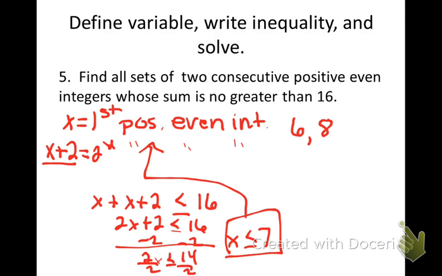What other positive even integers do we have that are less than or equal to 7? We have 4. 4 plus 2 is 6. And 2. 2 plus 2 is 4. Can we use 0? No, because it is not positive. So that's why we would be finished with that.